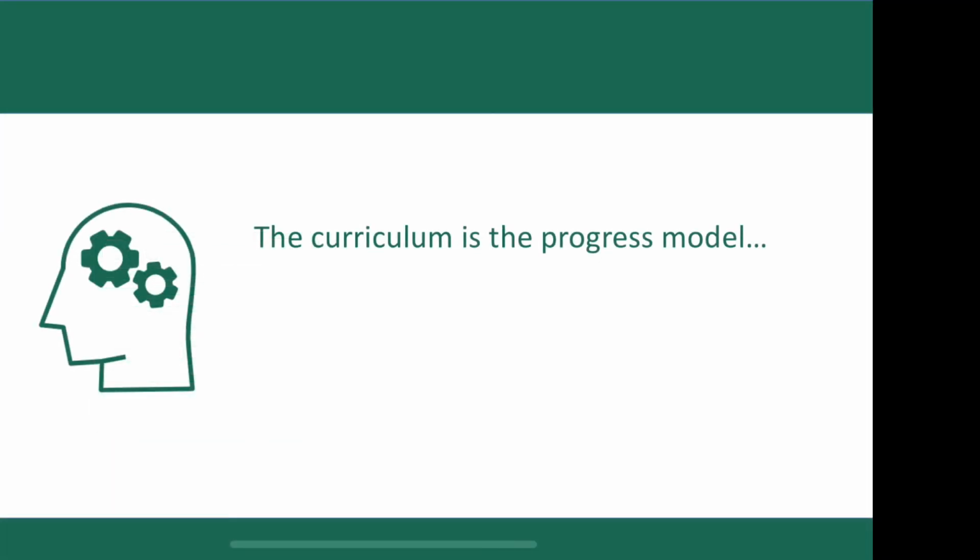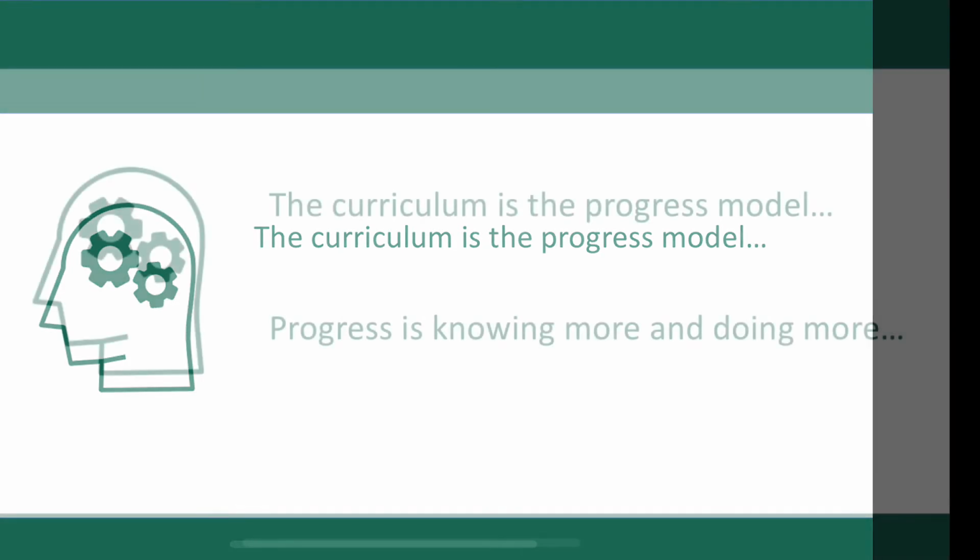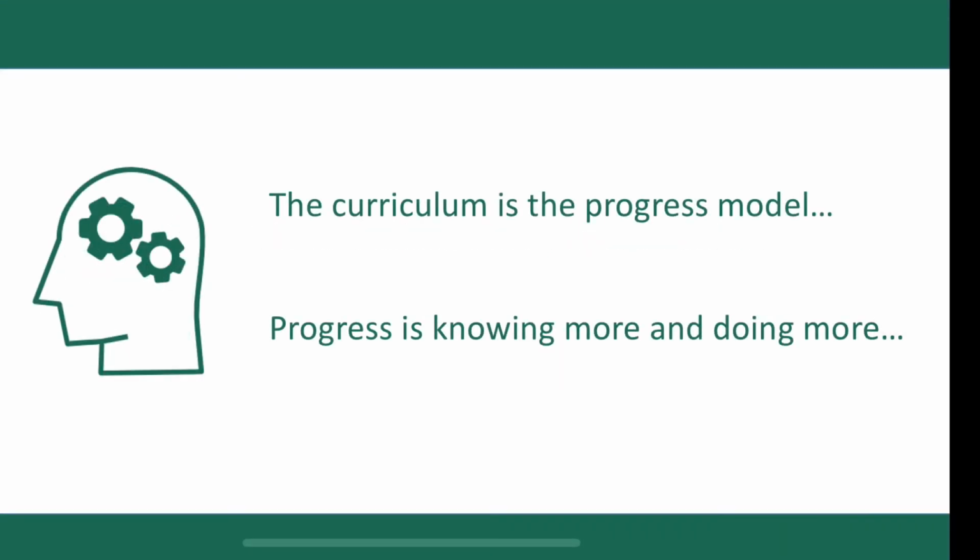So another $1 million question for teachers and leaders: what is progress? Well, at Courthouse, our curriculum is the progress model. We know that if we've carefully planned and intended things in our curriculum and the children have learnt them, then they've made progress. We also think that if children can do more and that if children know more, they have made progress, and we measure that through our quizzes.